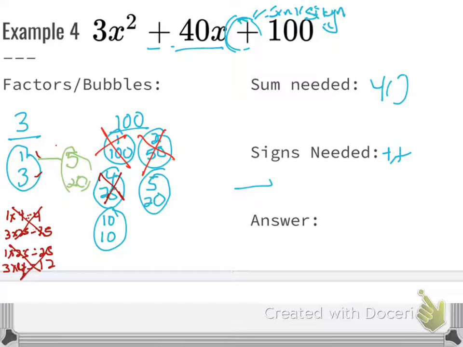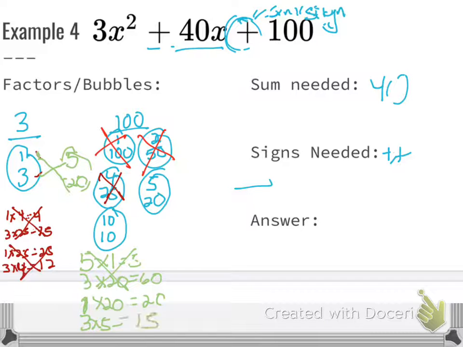So 1 times 5 is 5. 3 times 20 is 60. Okay, that's too big. So let's try our crisscross. 1 times 20 is 20. 3 times 5 is 15. Gives me 35, not quite 40.